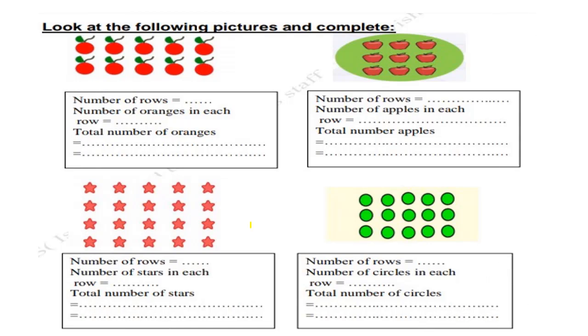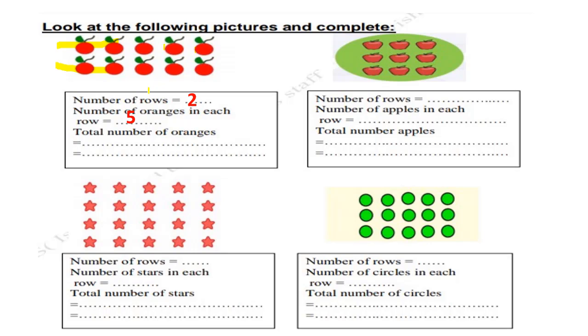Okay. Let's see another exercise. Look at the following pictures and complete. Here, my students, the number of rows. How many rows here? 1, 2. The number of rows is 2, teacher. Okay. Number of oranges in each row. In each row, how many here? 1, 2, 3, 4, 5. I have 5 in each row.